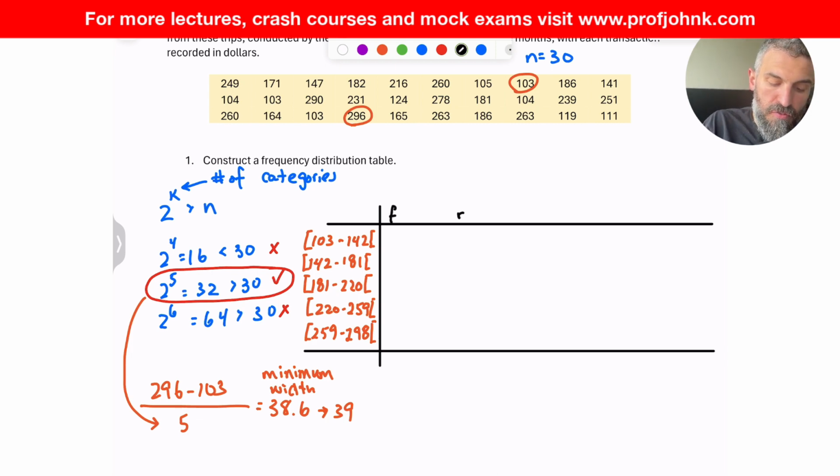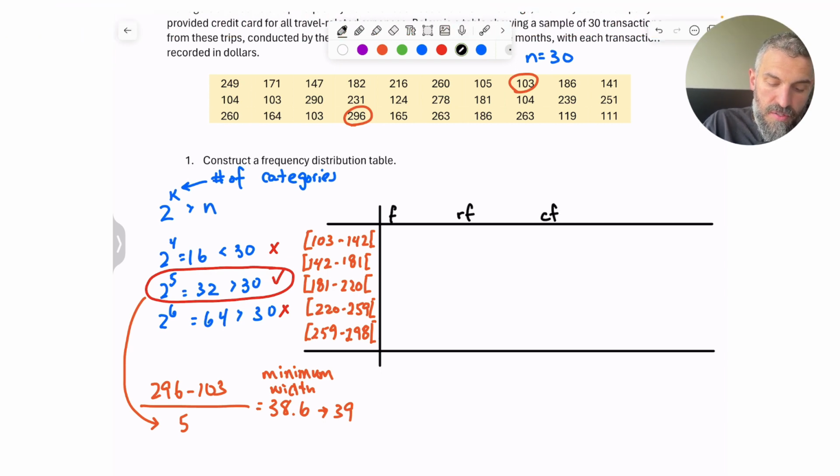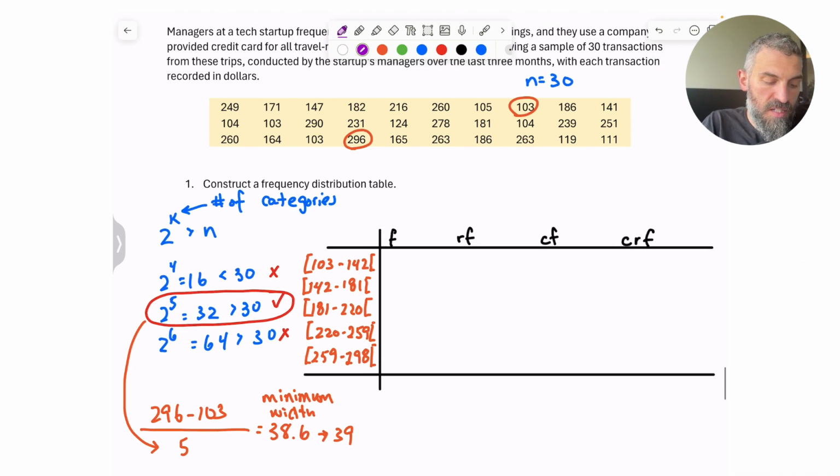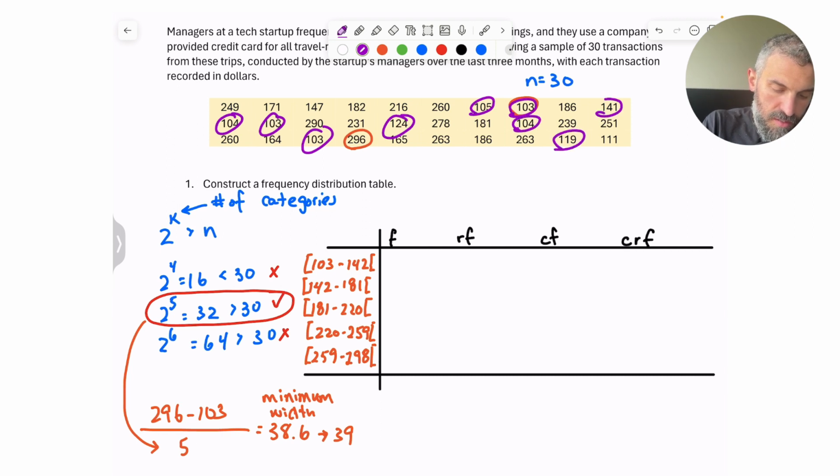So now we're going to have our 5. We have frequency, relative frequency, cumulative frequency, and cumulative relative frequency. And here we just start to count. So if you can count, you can do this next step. So let's start with everything between 103 and 142. So 1, 2, 3, 4, 5, 6, 7, 8, 9, 10. Okay, so I count 10. Hopefully that's right. If it's not, we'll figure it out at some point. So 10 right there.